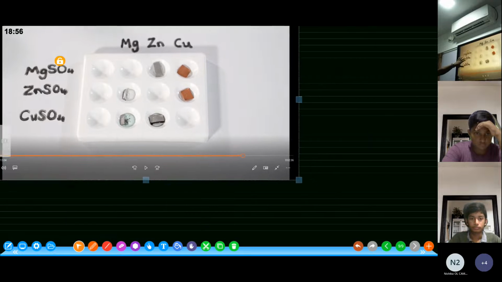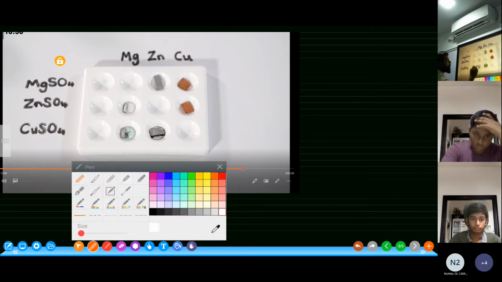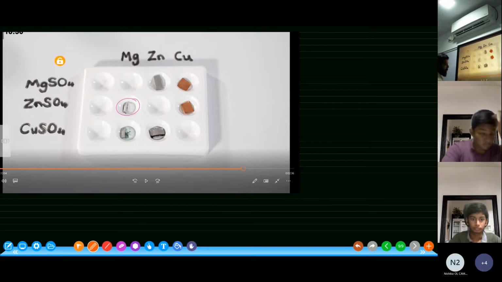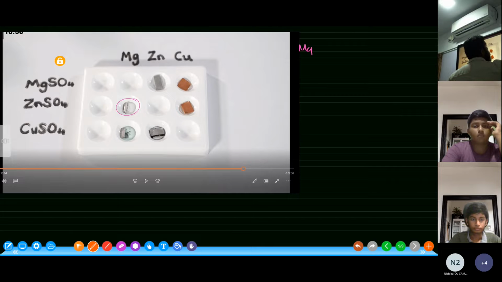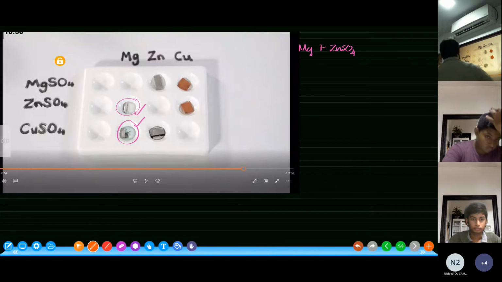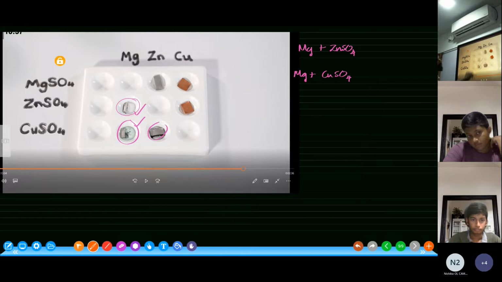Okay, so this is the observation you had, right? So then you can see this one, there is a reaction. So what is that situation? You have added magnesium into zinc sulfate, right? This is also a reaction, right? You have added magnesium into what? Copper sulfate, right? You have a reaction where zinc is added to copper sulfate also, right?